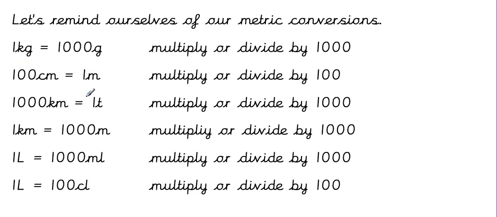Kilograms to tonnes, multiply or divide by 1,000. Kilometres to metres, multiply or divide by 1,000. Litres to millilitres, multiply or divide by 1,000 again, and litres to centilitres, multiply or divide by 100 this time.